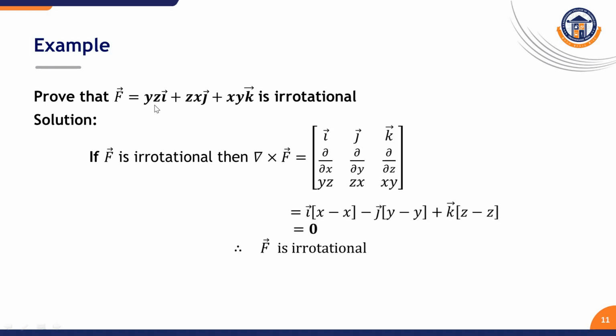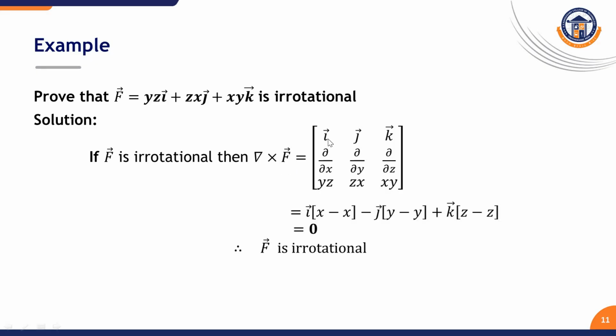Example: prove that F vector equals yz i vector plus zx j vector plus xy k vector is irrotational. To prove it is irrotational, we first have to show del cross F vector equals 0. So first we find del cross F vector.